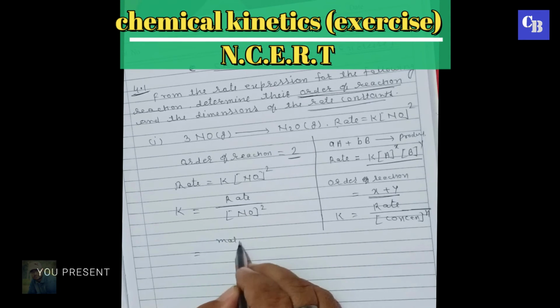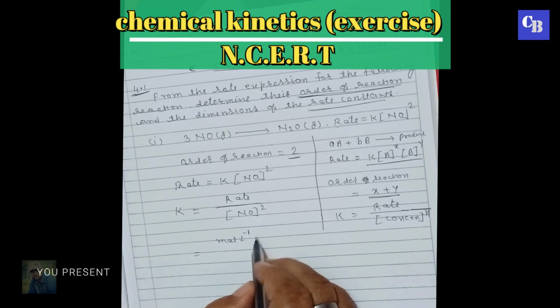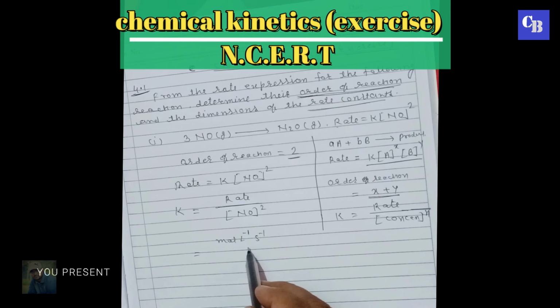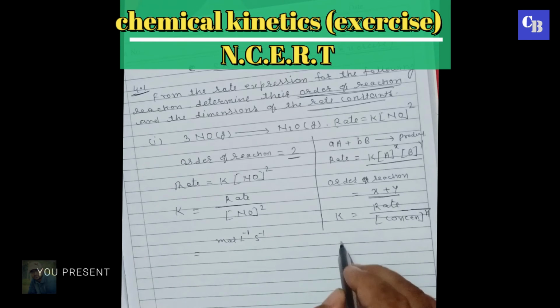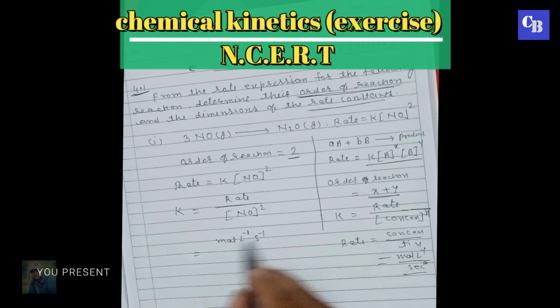Mole per liter per second. Change in concentration per second is called the rate of reaction. The concentration is mole per liter, and rate will be concentration by time. So mole per liter divided by second, that is mole per liter per second.